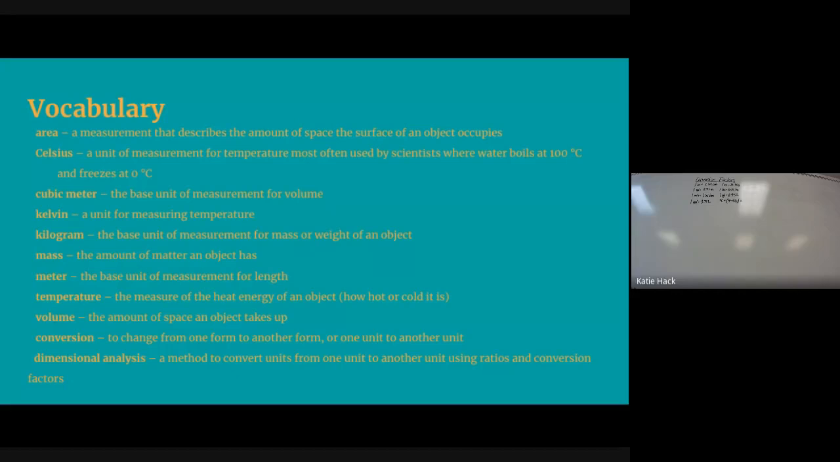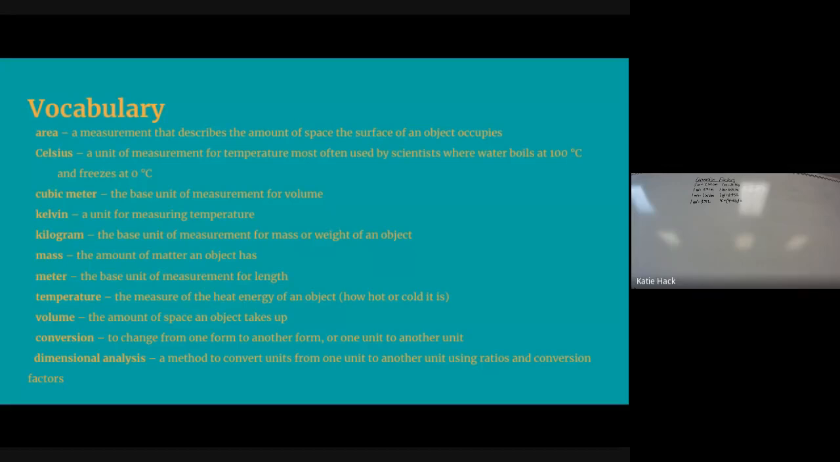You can find area by multiplying the length times the width. That is good for a square and a rectangle. The formula for a circle is pi r squared, where pi is 3.14 and r squared is the radius squared. For a triangle, you can take half of the base and multiply it by the height.